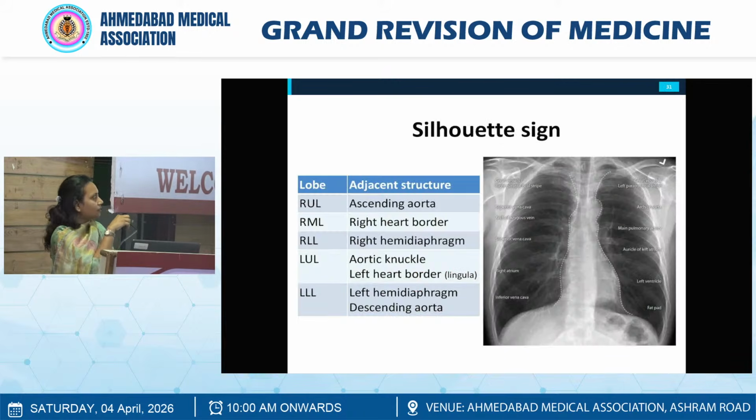Zones. Okay, now the silhouette sign. This is very important. This is usually asked in your table vivas. So the left border of the heart is made up of the arch of the aorta, then the main pulmonary trunk, then the auricle of the left atrium, and then the left ventricle. And the right border of the heart is made up of superior vena cava, the arch of azygous vein, right atrium and inferior vena cava. Remember, the right border of the heart is not made up of right ventricle. Right ventricle is beneath this structure, okay?